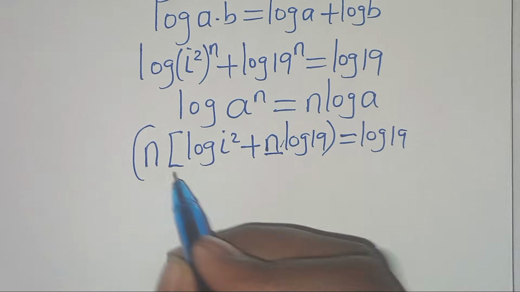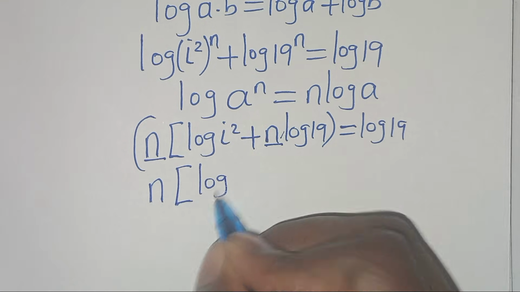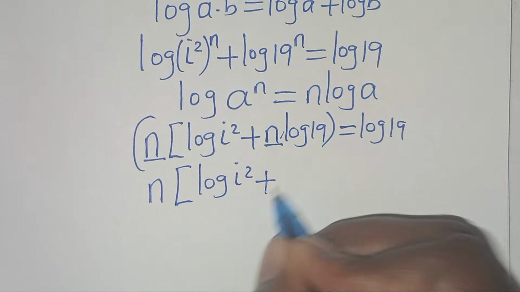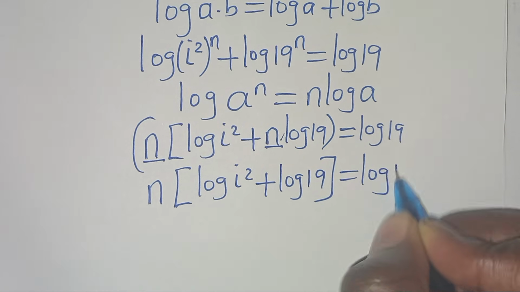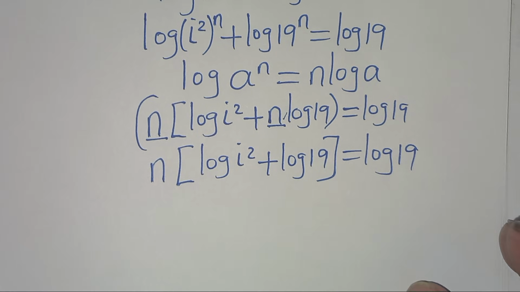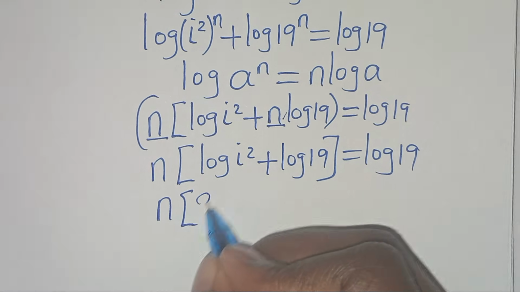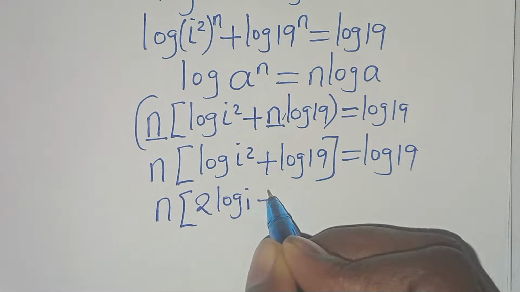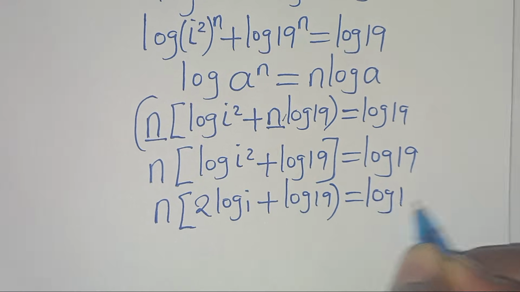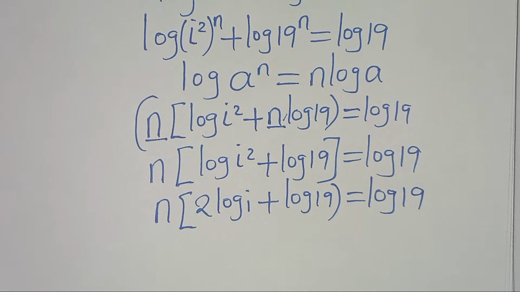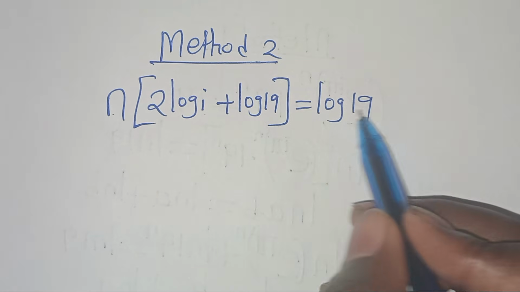Now, since n is common here, we can factor out n, so that here we have n times the parentheses log i squared plus log 19, close the parentheses, this is equal to log 19. Now, log i squared can be expressed as 2 log i plus log 19. This is equal to log 19. Now we have n times 2 log i plus log 19. This is equal to log 19.